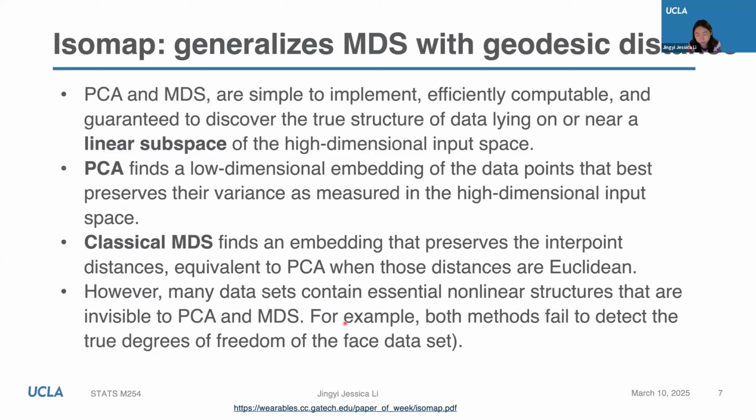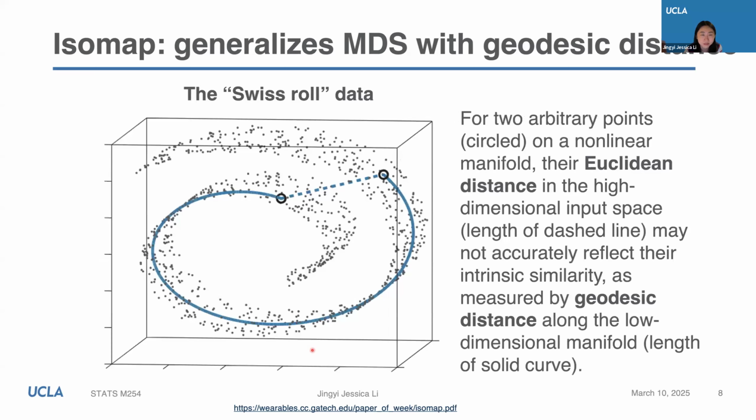If you have tabular data, say n data points in p dimensions, you first compute the Euclidean distances in the p-dimensional space. You run MDS to find the two-dimensional representation, and then those two-dimensional representations or embeddings are just the top two PCs of your PCA. That's it. However, many data sets contain essential nonlinear structures that are invisible to PCA and MDS. For example, both methods fail to detect the true degrees of freedom of the face data set.